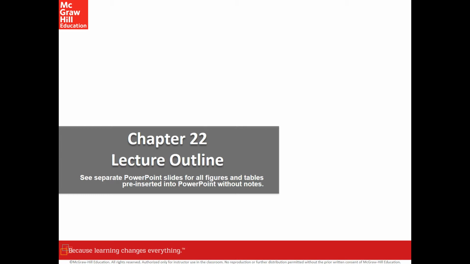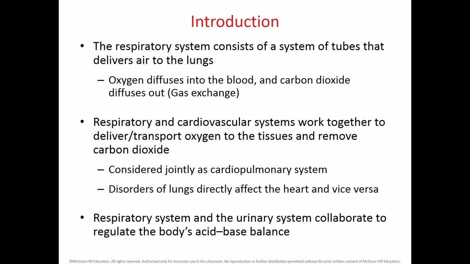Chapter 22, it's about the respiratory system. So the respiratory system consists of a series of tubes that helps to deliver air into the lungs so we can have gas exchange and we can gain oxygen and get rid of carbon dioxide.